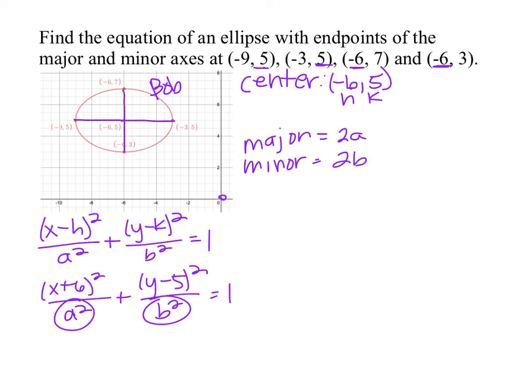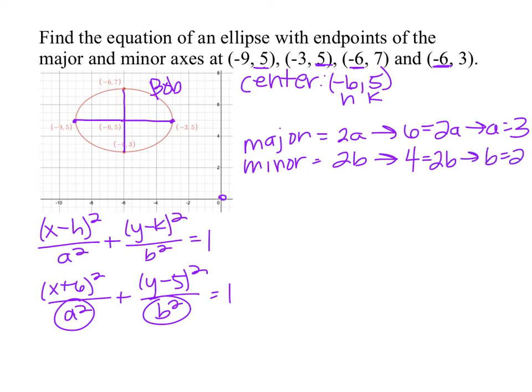So let's look at our major axis here from -9 to -3. What's the length of that? Well, -9 to -3, that's going to be a difference of 6. So our major axis is 6, so that means A would have to be 3. And then our minor axis goes from 3 to 7, so the length of that is 4. So then B has to be 2.